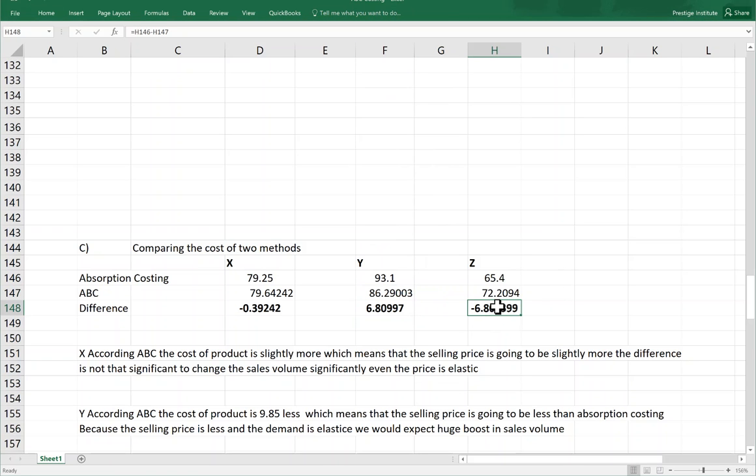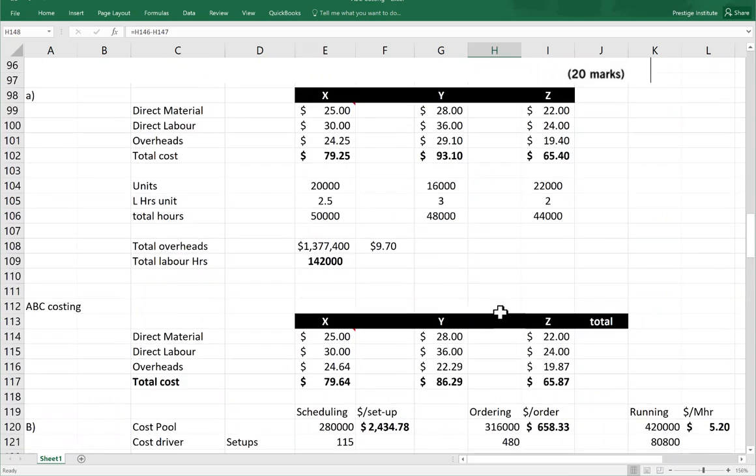The cost of Z has increased, so the demand of Z will decrease, but because they said Z is inelastic, demand will not decrease as much. So the conclusion is that they should use ABC costing because it will increase the demand in Y, and decrease the demand in X and Z, but it is not going to be as much. X not as much because the margin is not very high, and Z not as much because it is inelastic. So this is activity costing done.